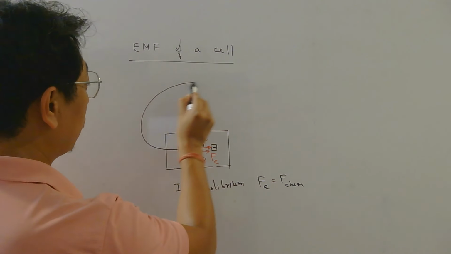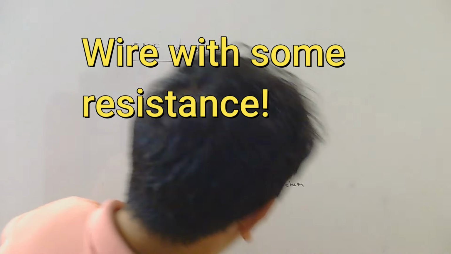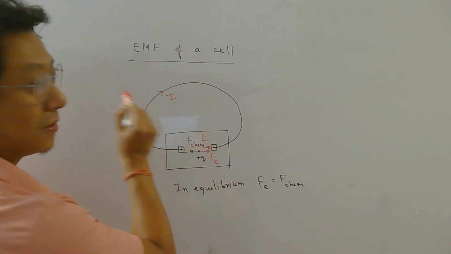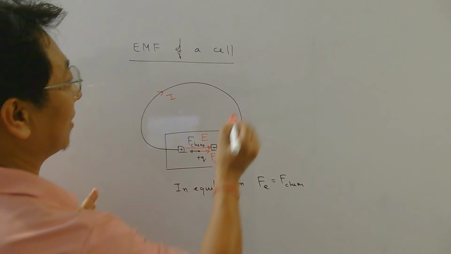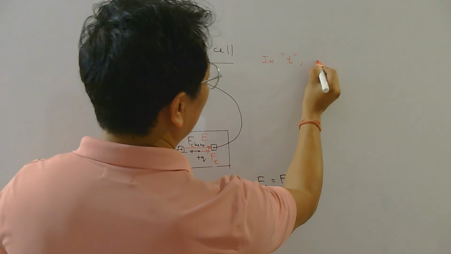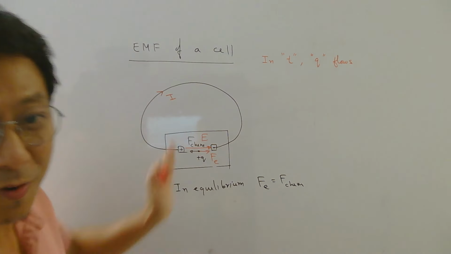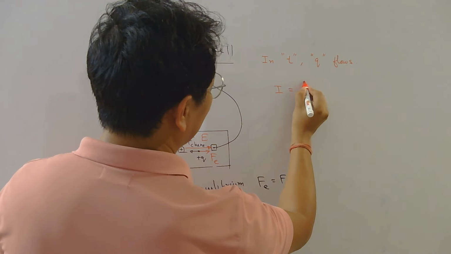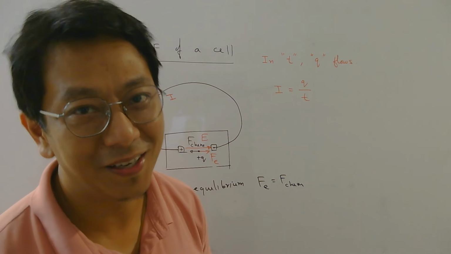Now when you connect a wire between the plus and the minus of the cell, what will happen? Well, a current is generated from plus to minus, and in steady state this current will be same everywhere. So I can say in time t, q charge flows everywhere in the circuit, in steady state, and the current can be written as q by t. Since it is constant current, no need to write dq by dt, isn't it?